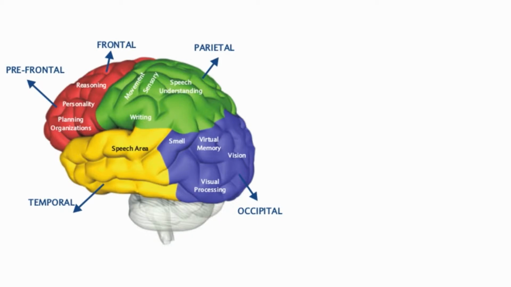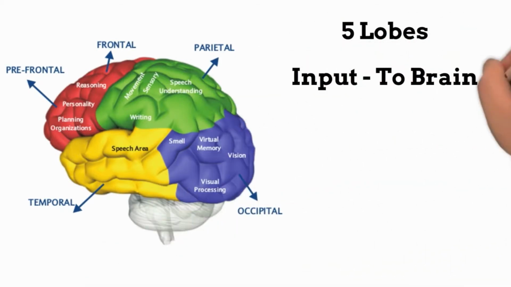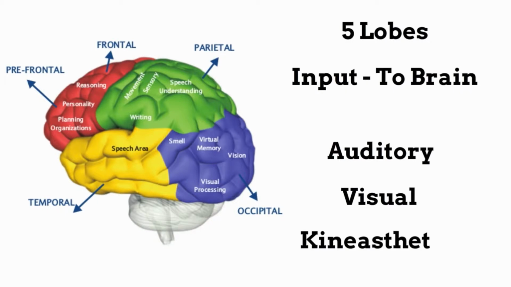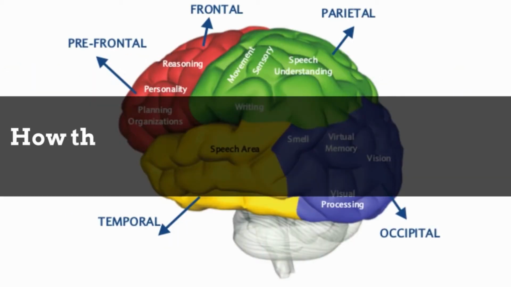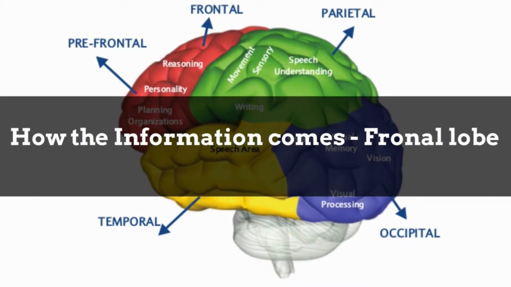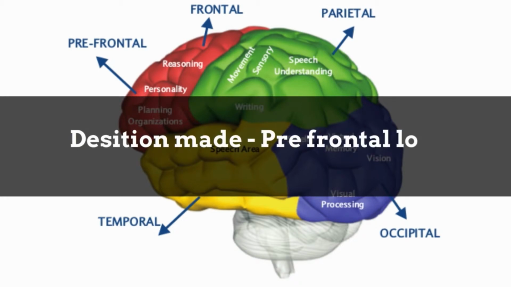The second part of the report is about the 5 lobes. So you need to know how input comes into the brain by way of auditory input, visual input or kinesthetic input, how that information comes to the frontal lobe, which involves logical thinking, and based on that how decisions are made from the prefrontal lobe.